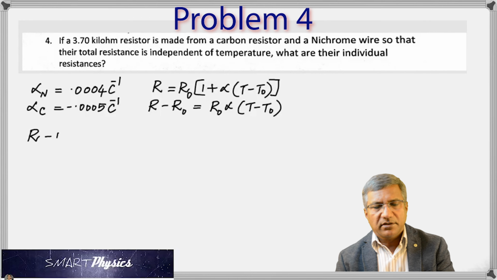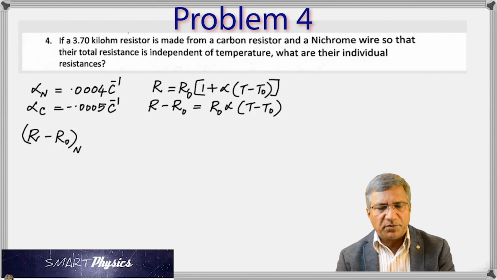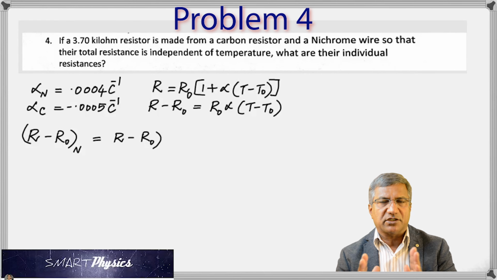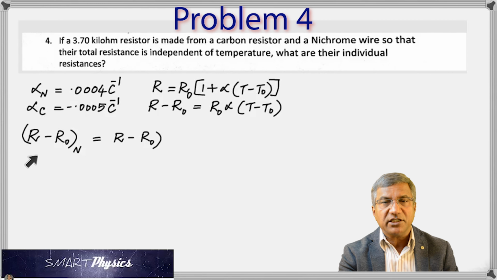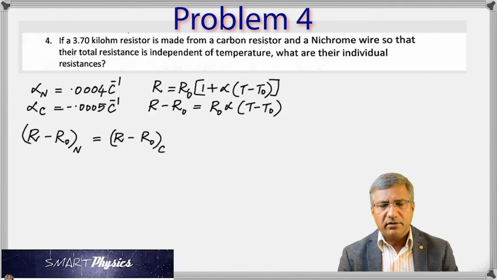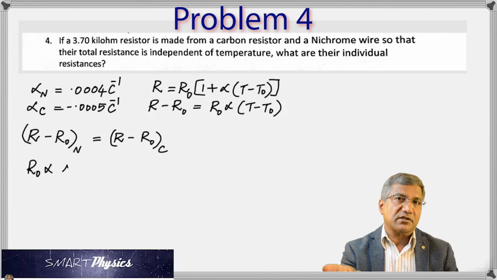And the reason is, because I know that R minus R naught, which is the change in resistance, for nichrome and carbon should be equal and opposite. So whatever one increases by, the other one should decrease by. That means the net change becomes zero. So that's why I have separated the change in resistance. So now I have the change in resistance for nichrome equal to the change in resistance for carbon.